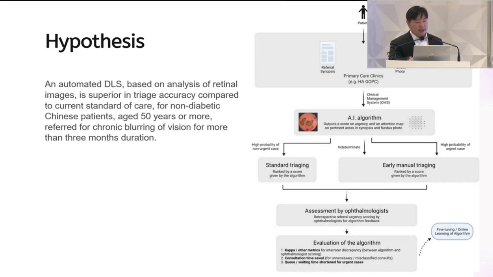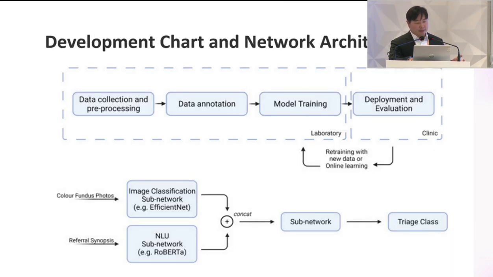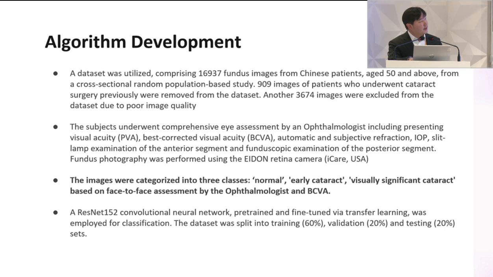We used an automated deep learning system to screen non-diabetic Chinese patients aged 50 and more presenting with chronic blurring of vision for more than 3 months. The idea was to exclude anybody with potentially acute or sight-threatening causes of visual loss. We used an EfficientNet and created the training algorithm, followed by validation. The data set came from a screening program that we ran for 5 years.